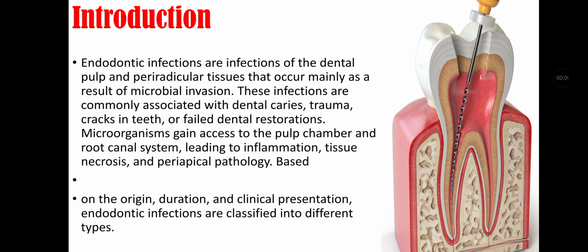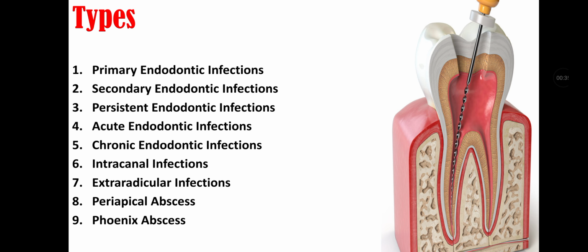Endodontic infections are infections of dental pulp and periradicular tissue that occur mainly as a result of microbial invasions. These infections are commonly associated with dental caries, trauma, cracks in teeth, or failed dental restorations. Microorganisms gain access to the pulp chamber and root canal system, leading to inflammation, tissue necrosis, and periapical pathology. Based on origin, duration, and clinical presentation, endodontic infections are classified into different types.